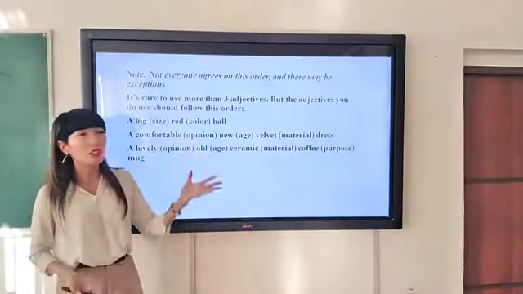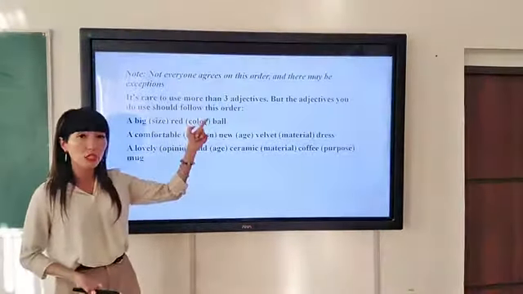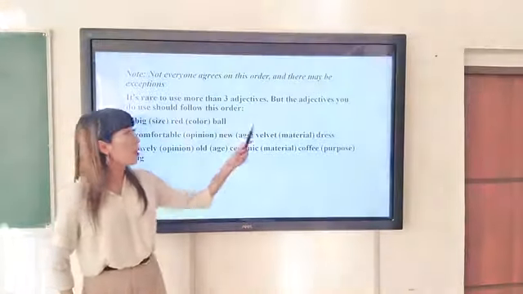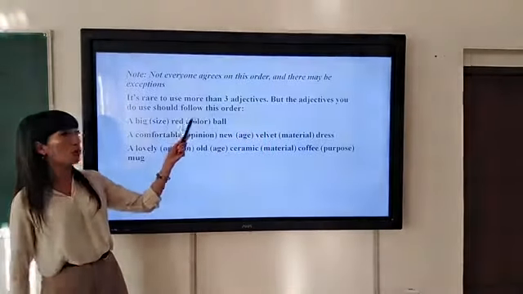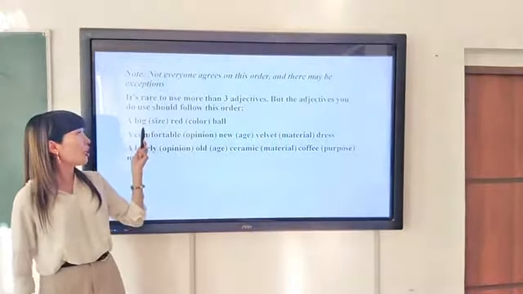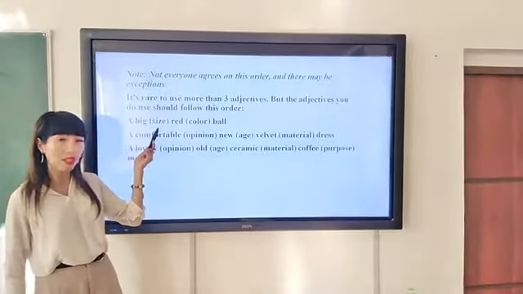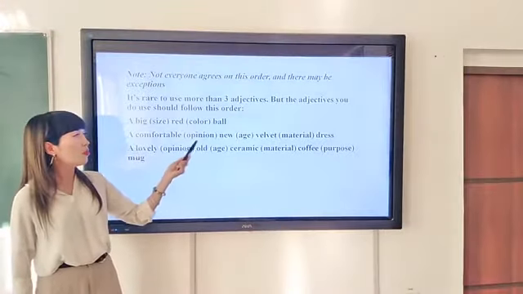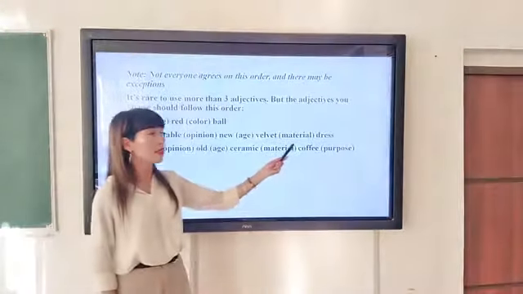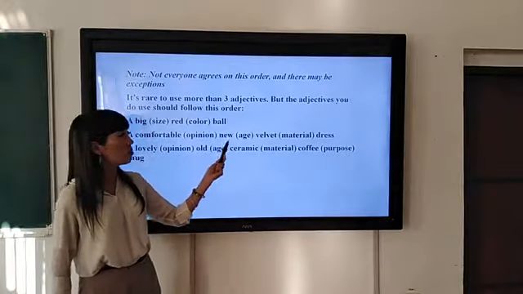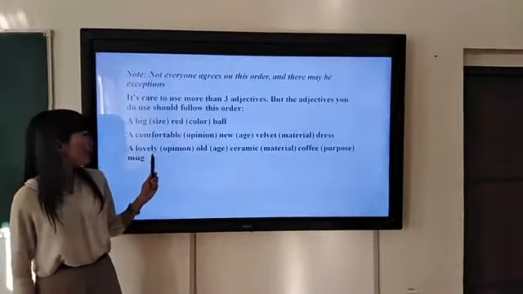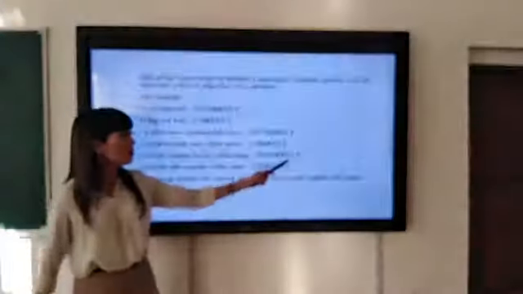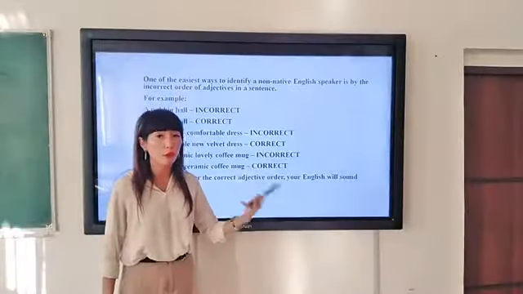But not everyone agrees on this order, and there may be some exceptions also. It's rare to use more than 3 adjectives in one sentence, but the adjectives you do use should be followed in this order. For example, you have to put first size and then color. For example, big red ball. Okay, you will put first opinion, then age, and then material. So, comfortable new velvet dress. So, for example, here a lovely old ceramic coffee mug. Here, coffee is for purpose.